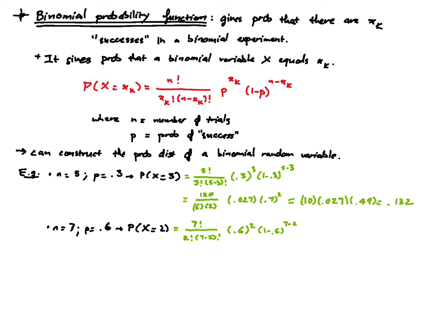I'm not going to work out the math here too much. You can check the math yourself. But the first term should give you 21. The second factor should give you 0.36. And the last factor is 0.4 to the 5th power, which is 0.01024. If you punch this into your calculator, you're going to get 0.077 as the probability.